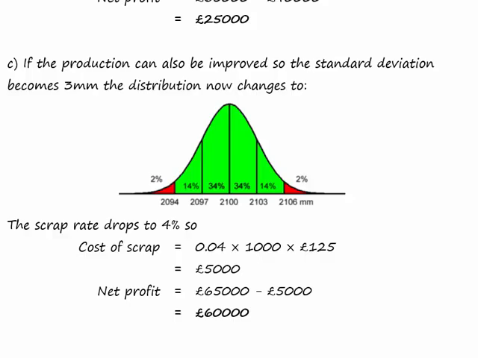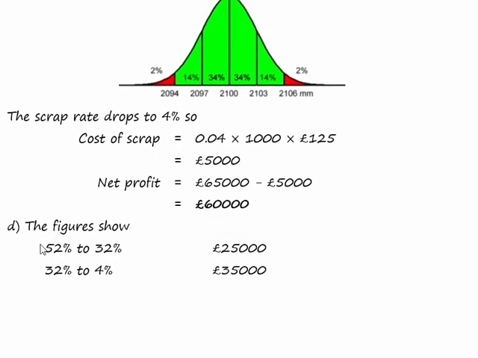Part D. State with reasons why you think your answers are right. Well, if we look at the change in profitability from 52% scrap to 32% scrap, and then from 32% scrap to 4% scrap, what we see is that a change here of 20% saves us 25,000, and a change here of nearly 30% saves us 35,000.